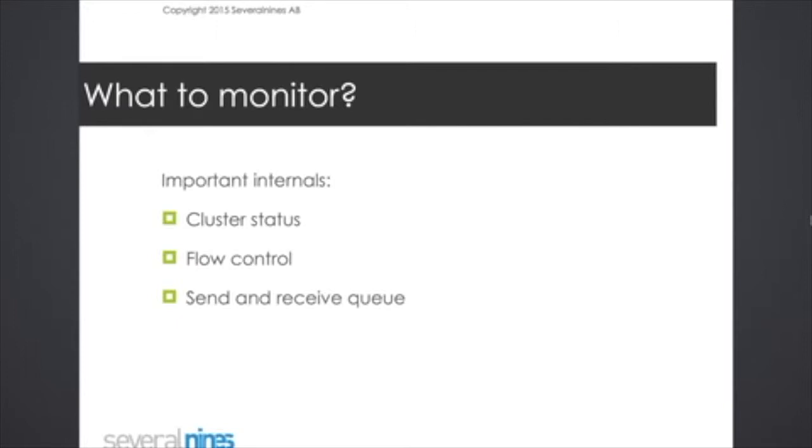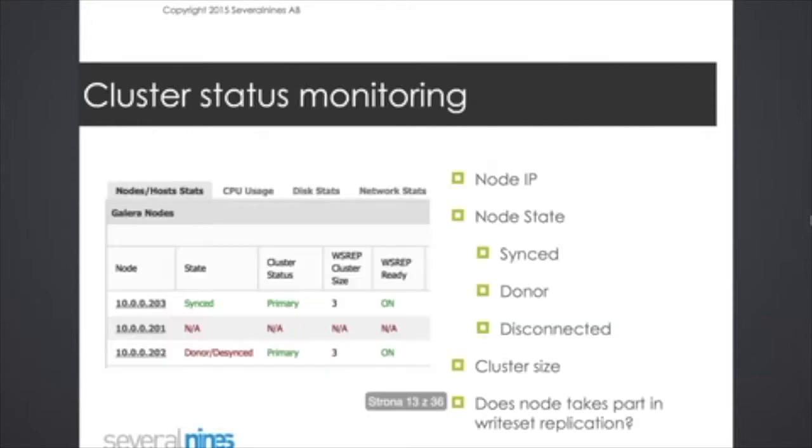Flow control also is important because it gives us information about how the write-set replication looks like, and whether there are some problems with some nodes or not. And send and receive queue is kind of similar to the flow control. It also gives us insight into the write-set replication performance.